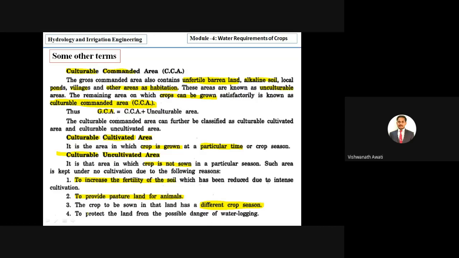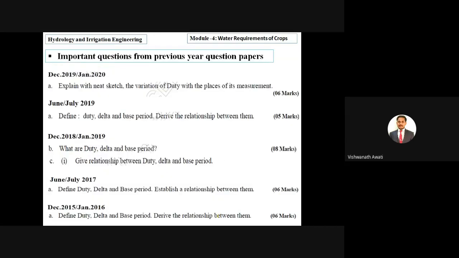Then to protect the land from the possible danger of waterlogging. We know what waterlogging means: there is no good drainage in the soil, and soil voids are filled with water and minute particles. To reduce waterlogging, they take some gap, right? Then we'll discuss some important questions.